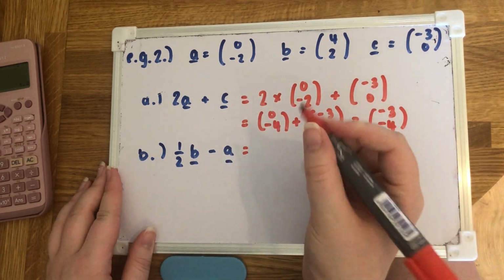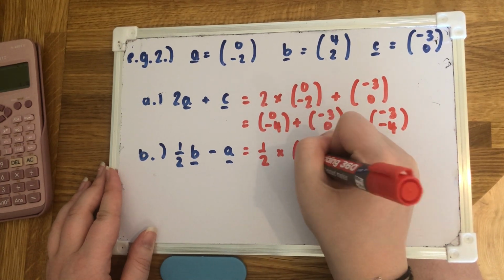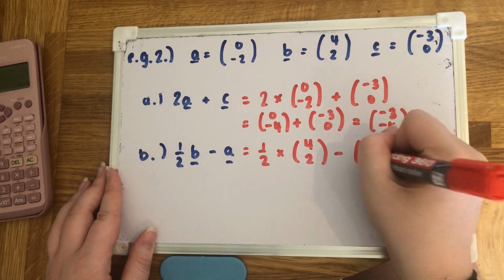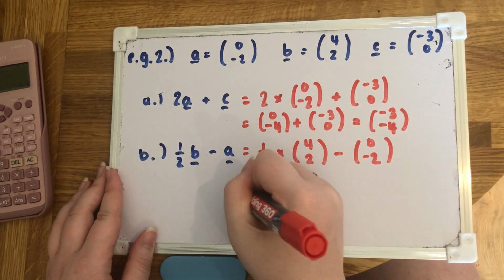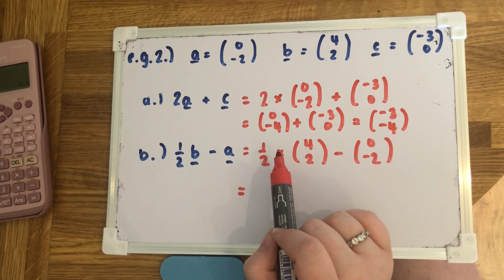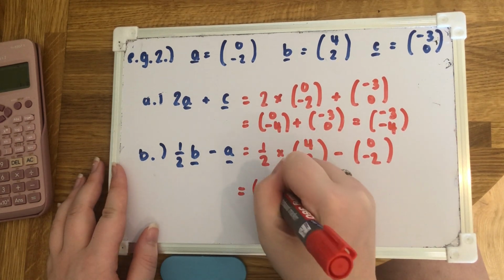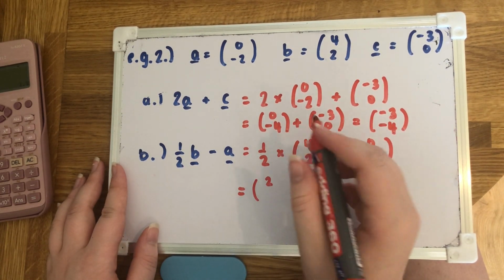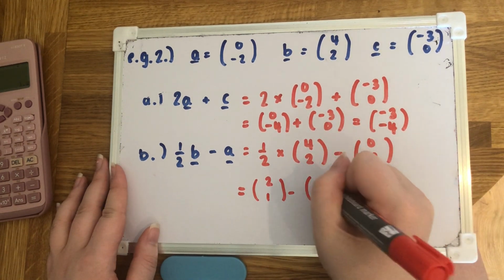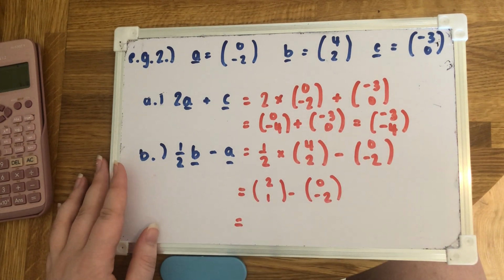And the next one, we've got 1/2 of B, and then we're subtracting what A is, so 0 and -2. If you've got 1/2 times something, that is just the same as dividing by 2. So 4 divided by 2 would give us 2, and 2 divided by 2 would give us 1. And we're subtracting whatever A is, which we've already written down.